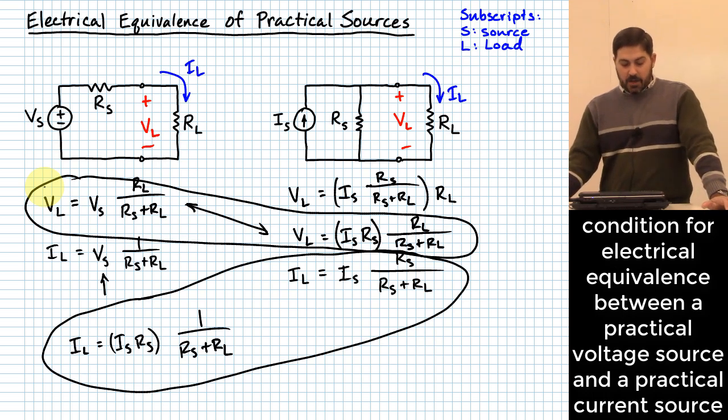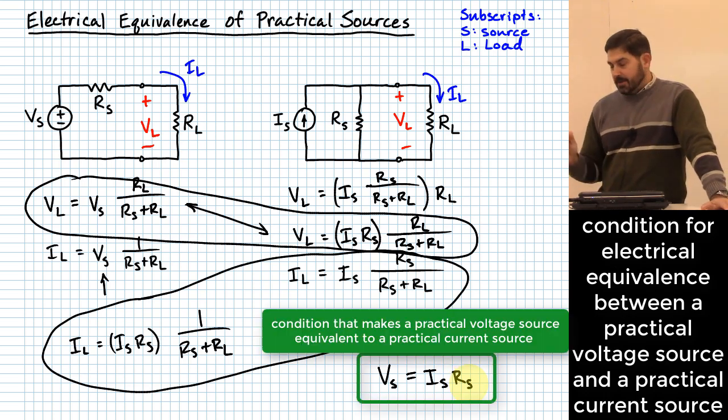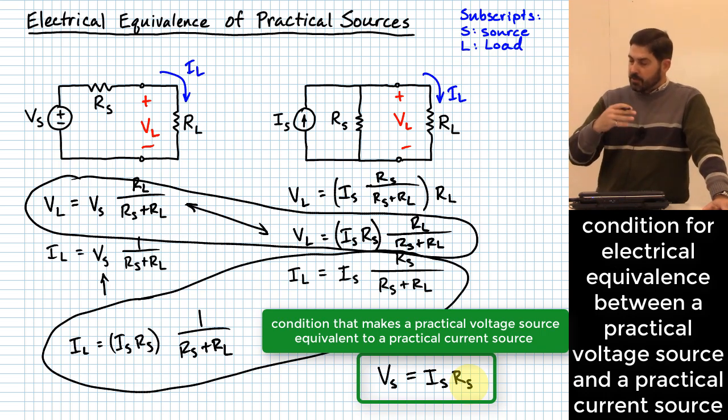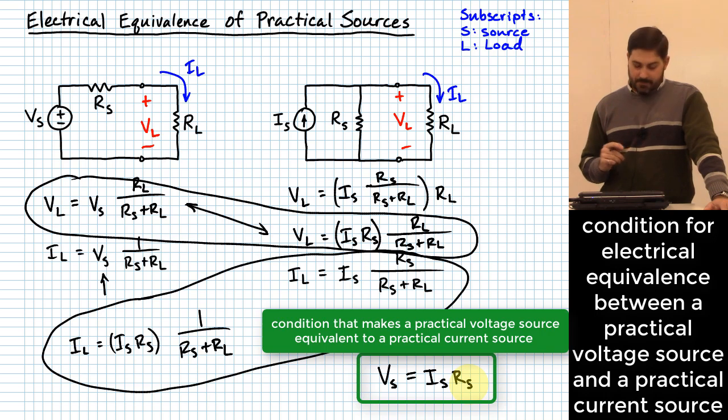What is it that allows that equivalence to happen? Okay, there's only one equation that makes that happen. It basically says VS is equal to IS RS. And this allows us to convert a practical voltage source to a practical current source, or vice versa. Right? You can actually take a practical voltage source and convert it to a practical current source, or take a practical current source and convert it to a practical voltage source. And this actually winds up being an incredibly powerful analysis tool. Okay? You want to see how that works?